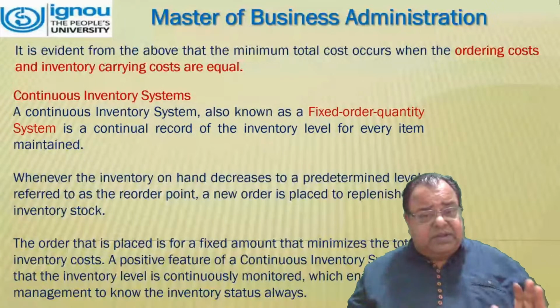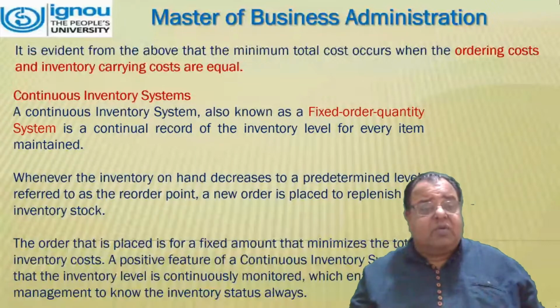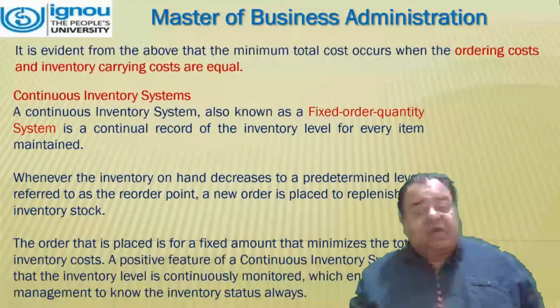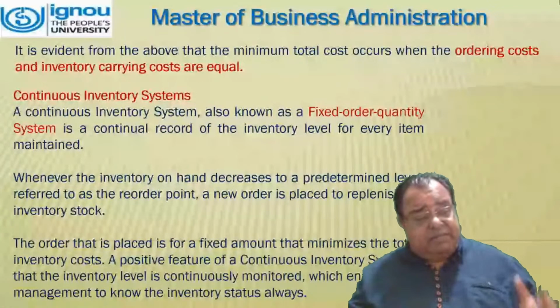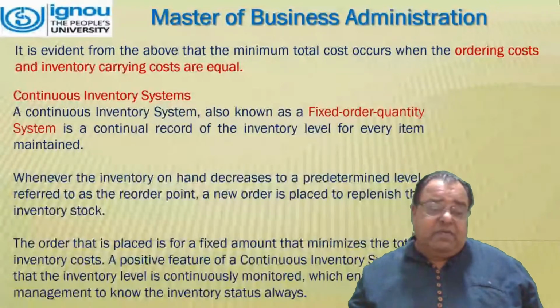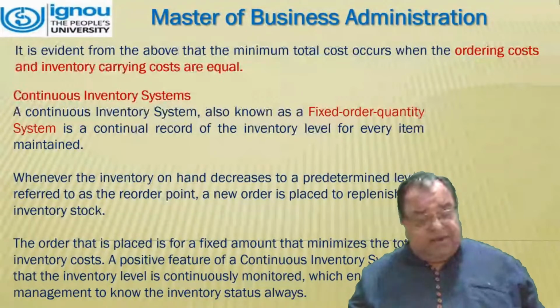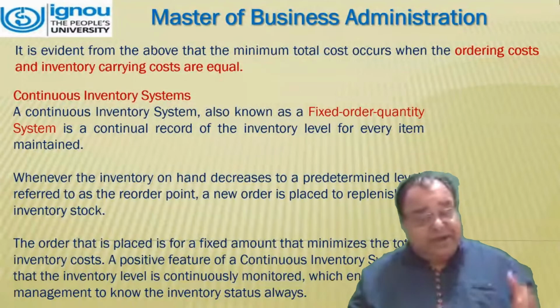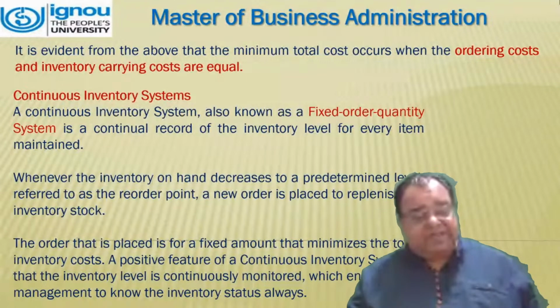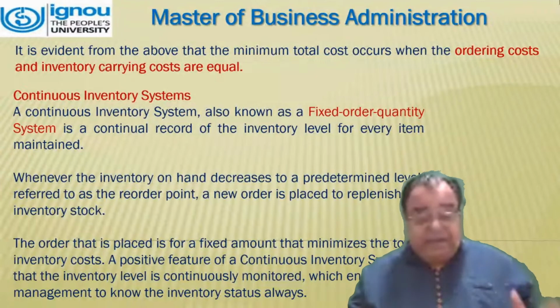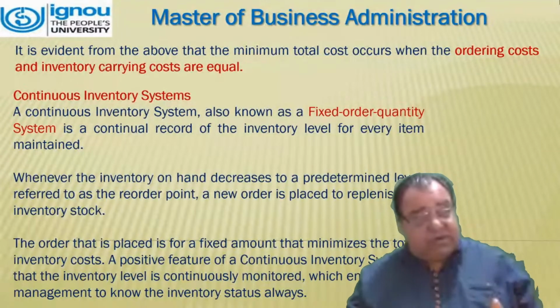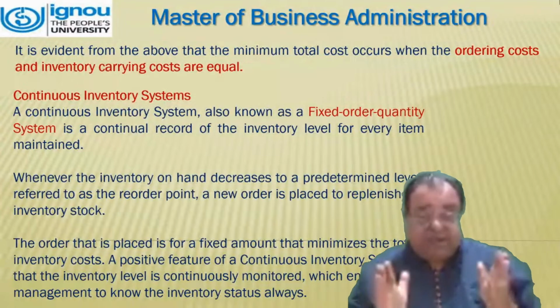A continuous inventory system is also known as fixed order quantity system. A continual record of the inventory level for every item is maintained. Whenever the on hand quantity decreases to a predetermined level, referred to as the reorder point, a new order is placed to replenish the inventory stock. The order that is placed is for a fixed amount that minimizes the total inventory cost.